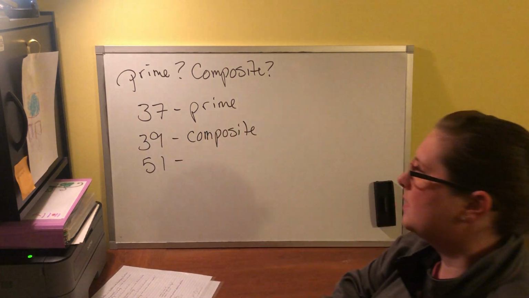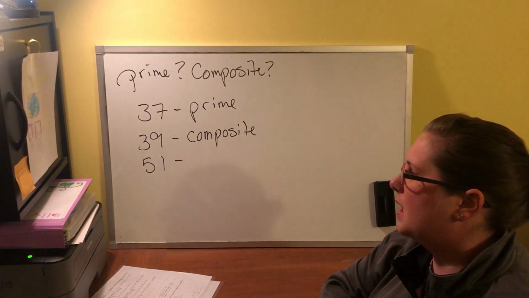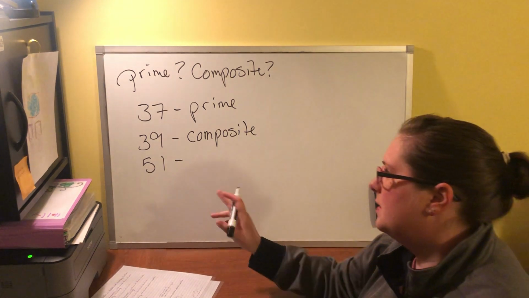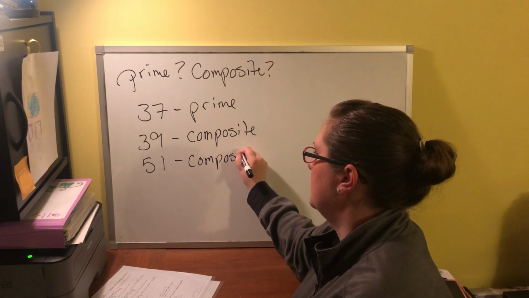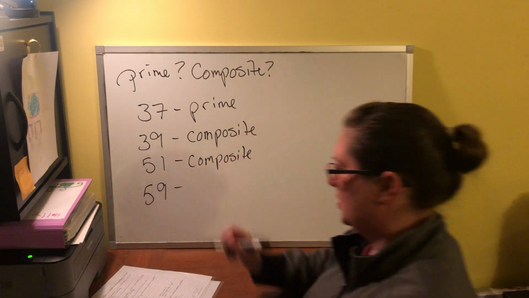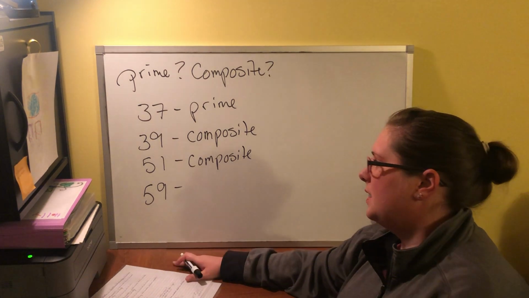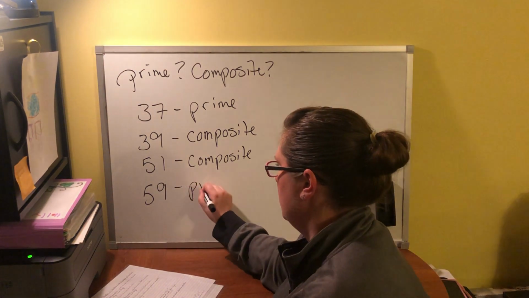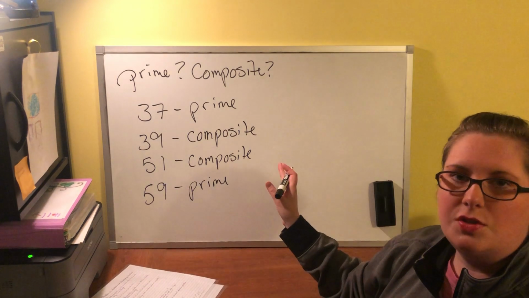All right, let's look at 51. Is 51 prime or composite? Is it divisible by anything besides 1 and 51? It is, okay? It is divisible by 3. So this is a composite number. And then let's look at 59. Does any number divide into 59 evenly besides 1 and 59? And it does not. So this is a prime number. So this is the first thing they're going to ask you to do, okay?